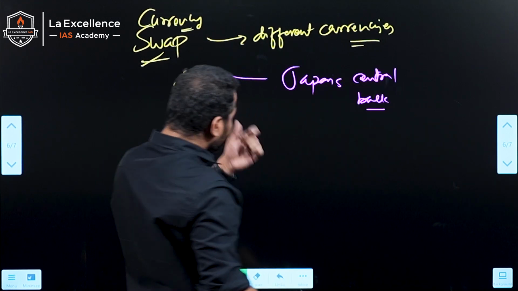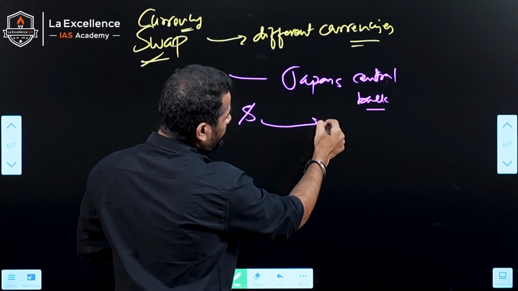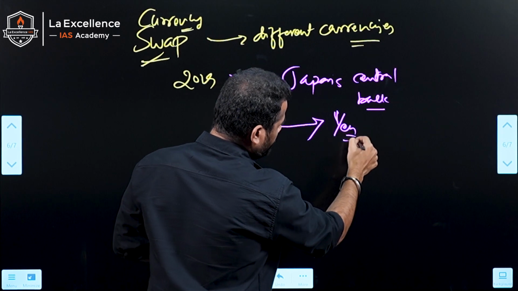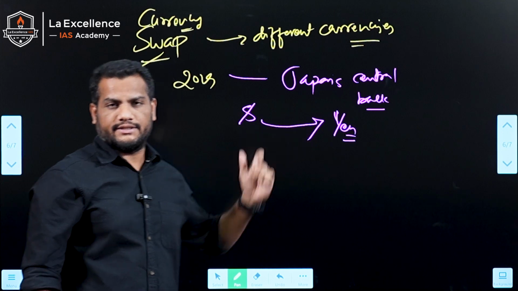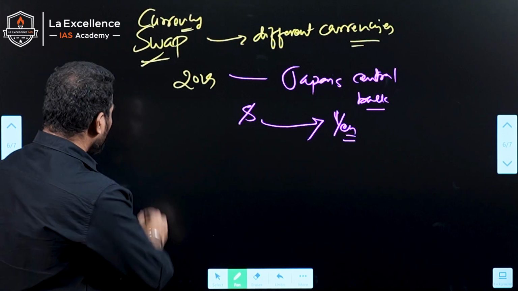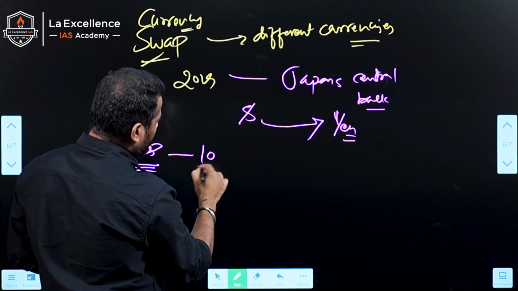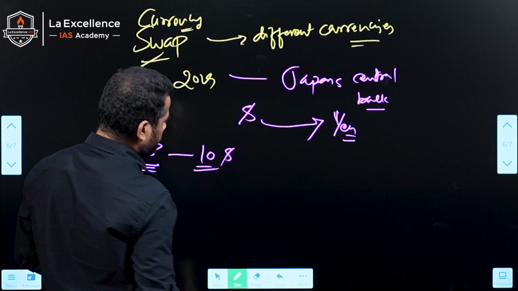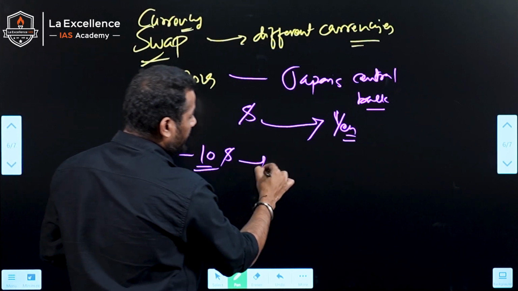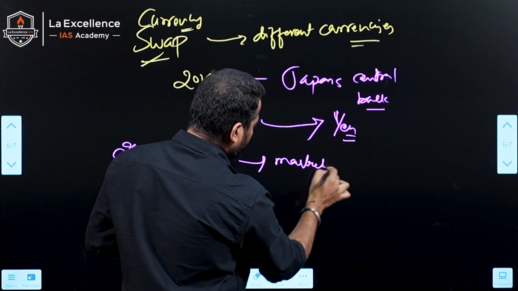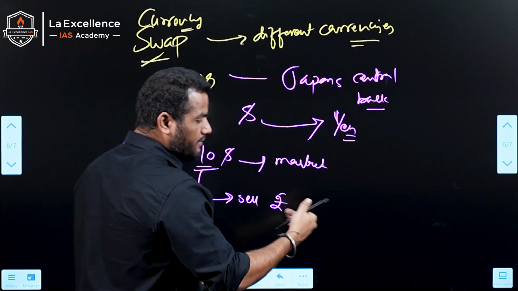In this context, RBI bought dollars and sold Japanese yen. This is the exchange of different foreign currencies. Recently, in 2025, RBI announced a $10 billion buy-sell swap, meaning it buys $10 billion from the market and sells Indian rupees worth $10 billion in the Indian market.